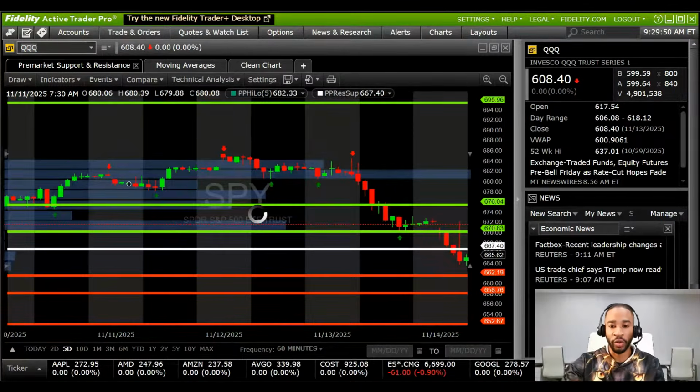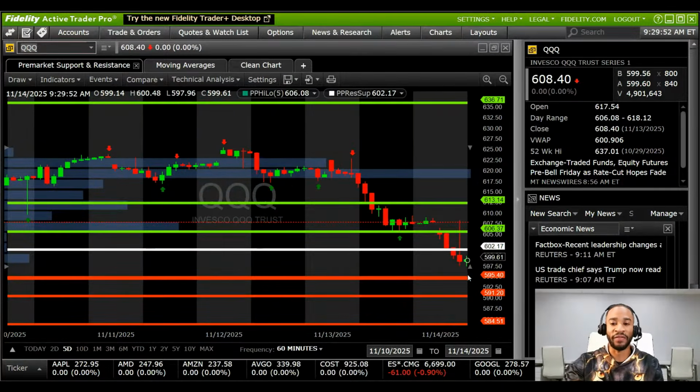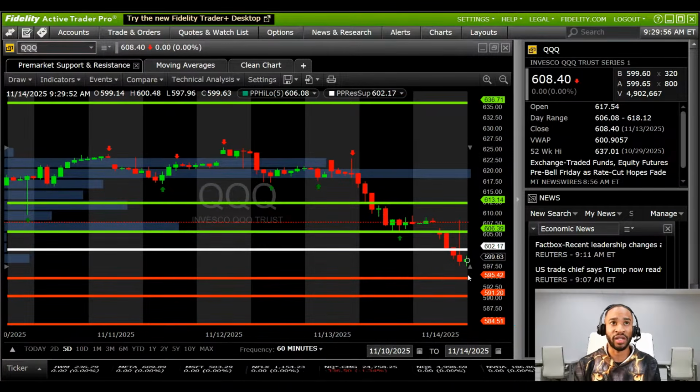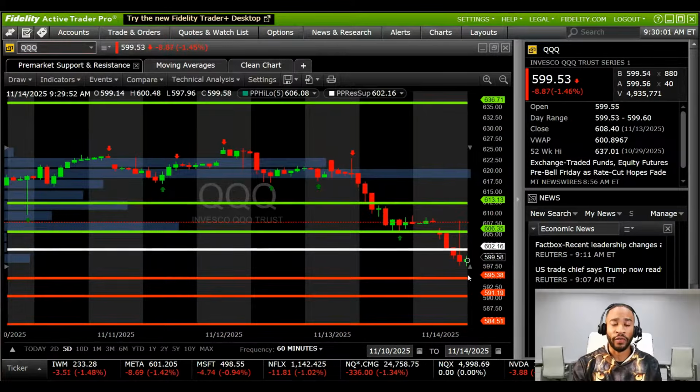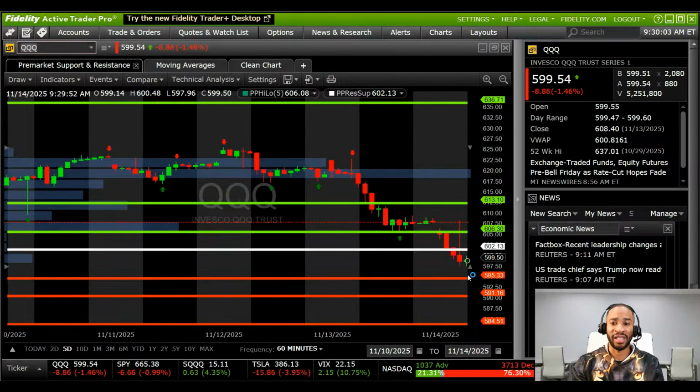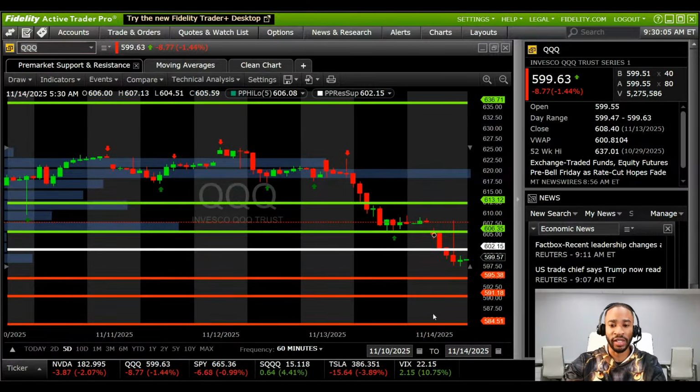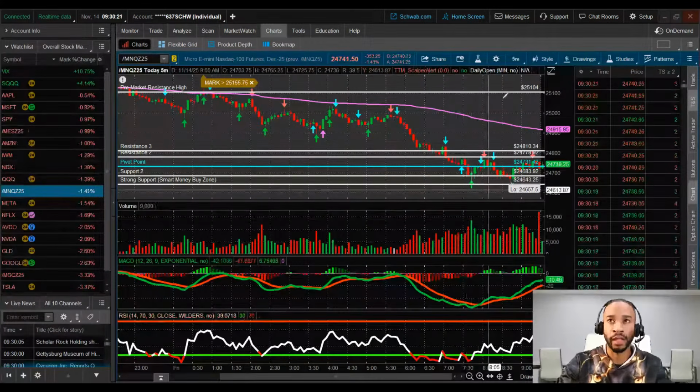Our QQQ traders, we have a key support level priced at $595.40. Our pivot point is priced at $602.12. And our first level of resistance is priced at $606.30. All right, family, it's about to be showtime. Make sure you're ready to level up and make sure you keep risk management as a top priority. All right, family, let's get it.